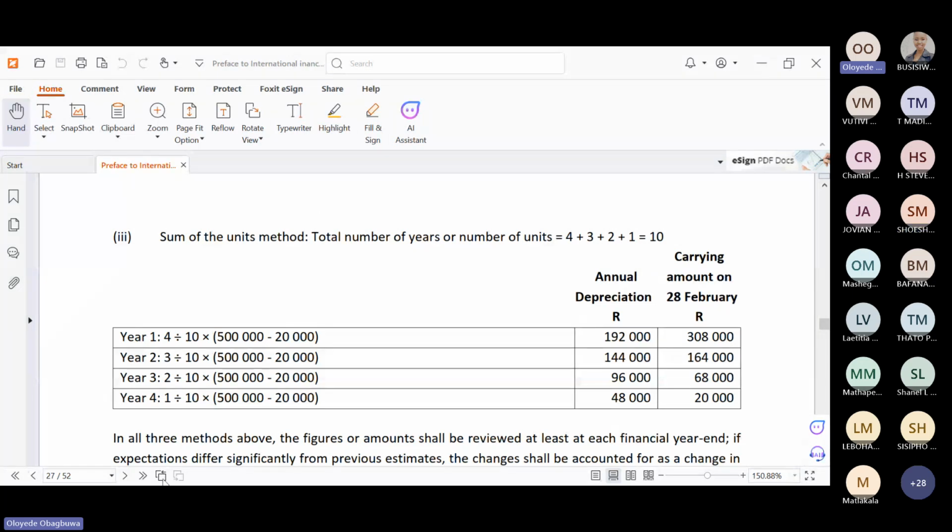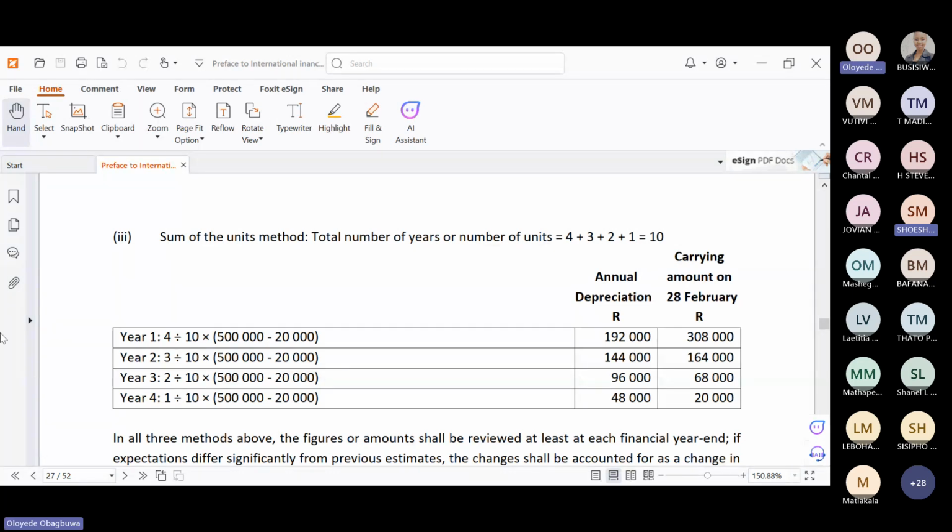Like what you see here, year 1 is going to be 4. Year 2 will have dropped to 3. Year 3, it will have 2 years remaining. Year 4, that's 1 year to go. So you add them together, which is equal to 10. And this is how you do the calculation. For year 1, it will be 4 divided by 10, multiplied by 500 less the residual value. In the sum of digit method, you also remove the residual value. But this is how you do the calculations.